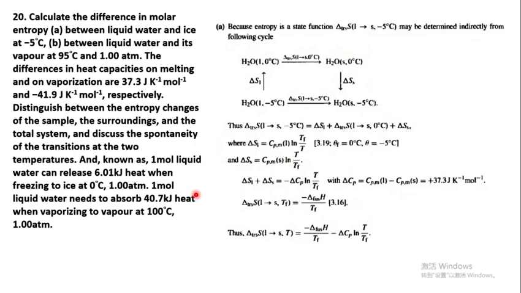How to understand the meaning of this question? It means we have liquid water and ice. The ice can be regarded as solid water. So we have liquid water and solid water at the same temperature, -5 degrees. At this temperature, we have to calculate the entropy difference for the liquid water and the solid water.